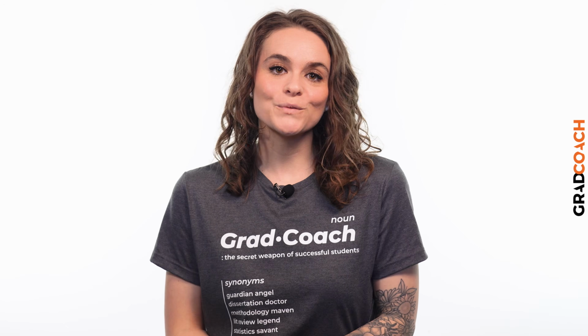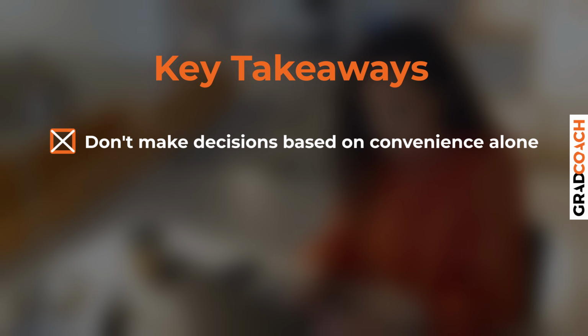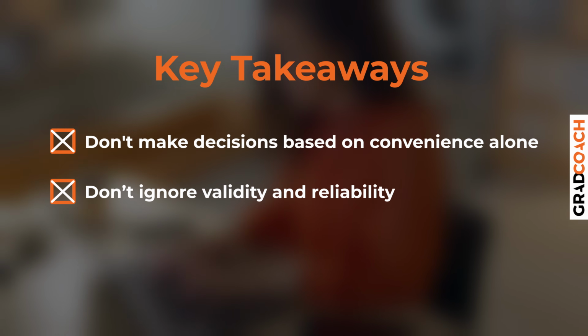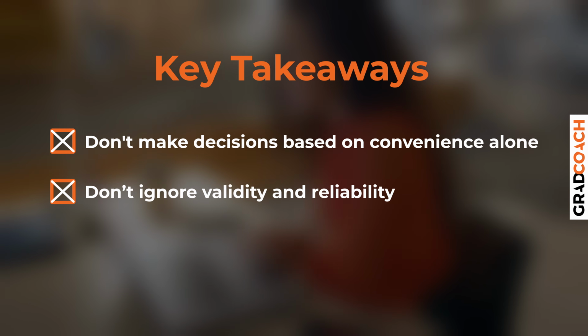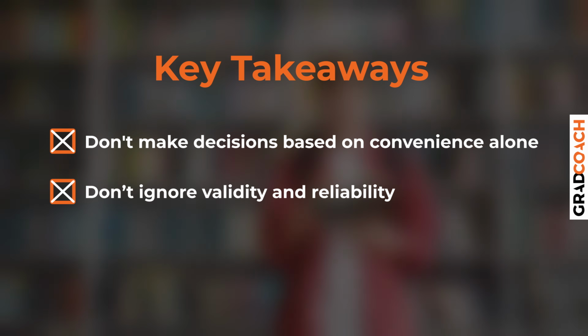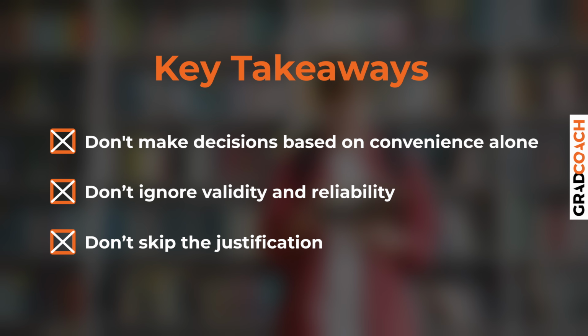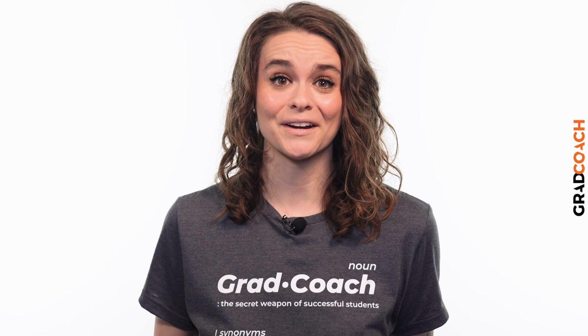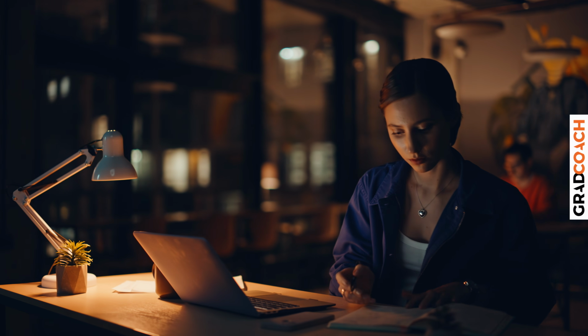All right, let's recap the 3 deadly sins. 1, don't choose a method just because it's easy. Make sure it aligns with your aims and questions. 2, don't ignore validity and reliability. Weak tools equal weak findings. And 3, don't skip the justification. Explain and defend every methodological choice you make. If you can avoid these mistakes, you'll be way ahead of the curve, and your methodology chapter will stand up to scrutiny.